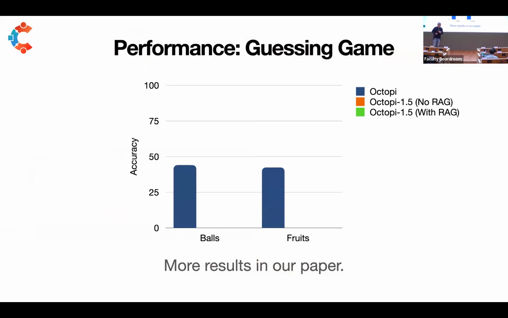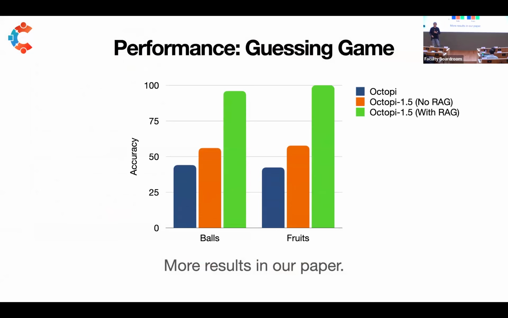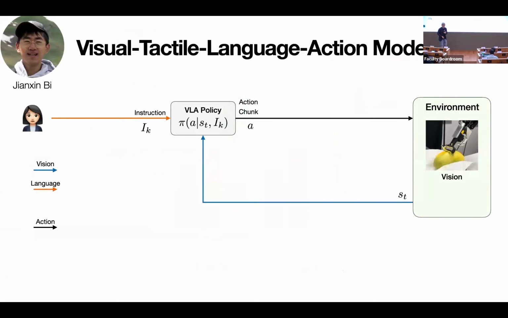Okay, so as I mentioned before, what we see is improved performance by using a larger model as well as the RAG. When you were using Octopi 1, you get about 40% accuracy. With Octopi 1.5, with no RAG, you get a little bit beyond 50%. But with RAG, you get significantly better performance because you're able to retrieve the relevant information from the things that they've seen before. Okay, so that was about language.